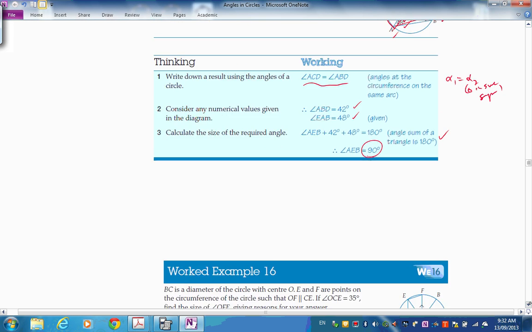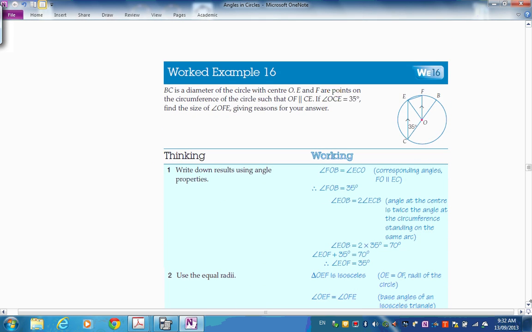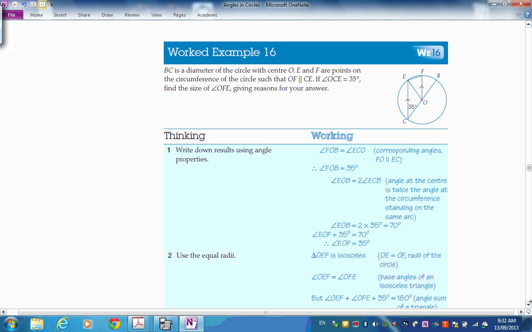Okay, so let's come down a bit and look at number 16. Just more problem solving, little puzzles. So here, this is the diameter, they say, centre is O, and F and E are points on the circumference, and here we give them parallel lines. Find the size of OFE, that's that one in there, giving reasons.